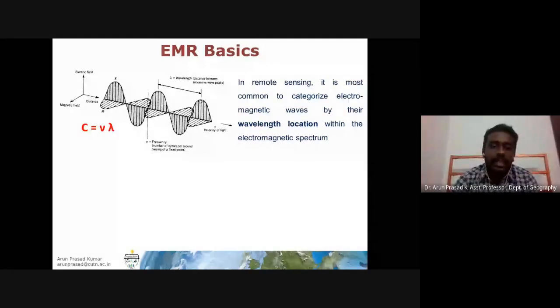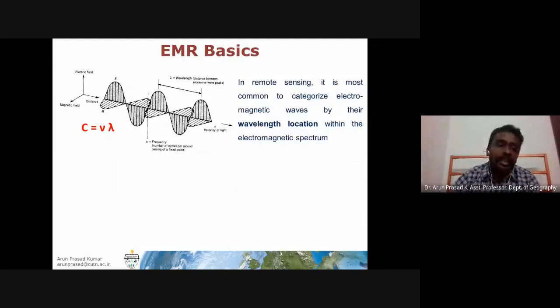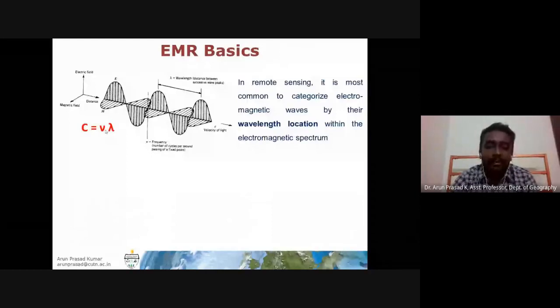So this is the inverse relationship existing between frequency and wavelength. c is nothing but the velocity of light. c is equal to ν λ, the product of the frequency and the wavelength. So this is what we have discussed.